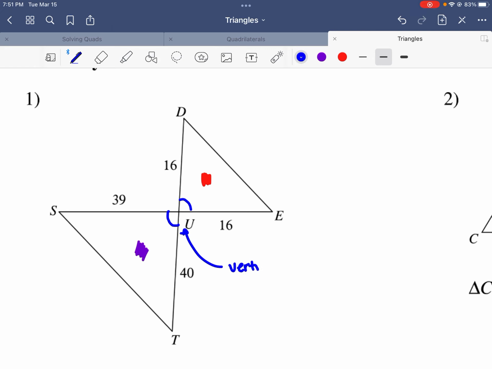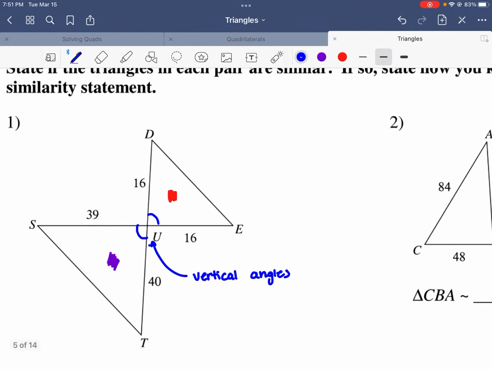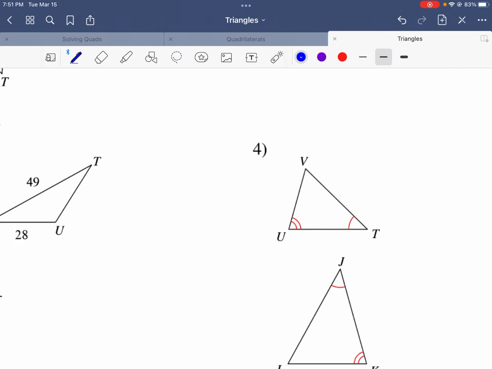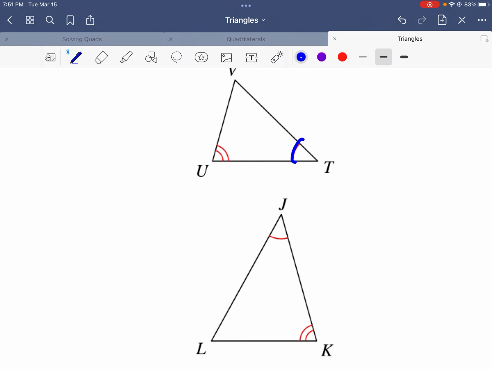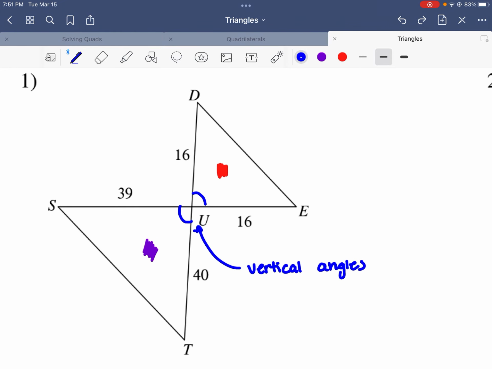Vertical angles. Now, for the rest of them, I cannot assume they are congruent. If they were congruent, there would be some kind of marker indicating they're congruent, like, for example, here we have these lines. So we cannot just say, oh, D and T are congruent. No, you guys. If it's not given to us, we can't assume it unless we have some kind of theorem like our vertical angles here. Okay, I got nothing with angles.